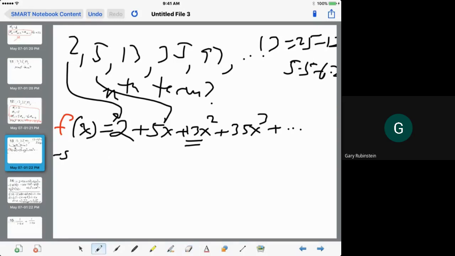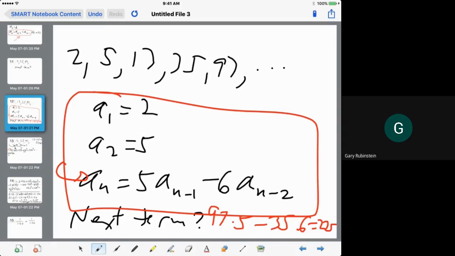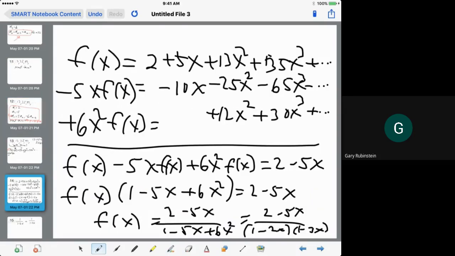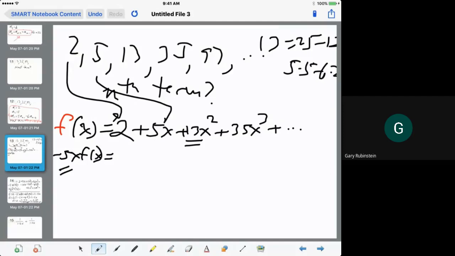So negative 5x f of x. And I did negative 5x because it has to do with the fact that, well, let me show you how it works. You'll see why it's negative 5 in a second. Negative 10x, 2 times negative 5 is negative 10x. 5x times negative 5x is negative 25x squared. And negative 5 times 13 is negative 65x to the third.